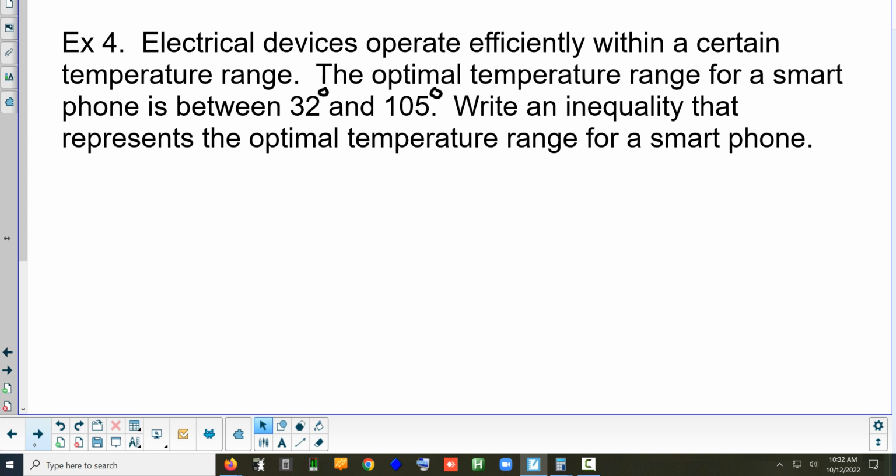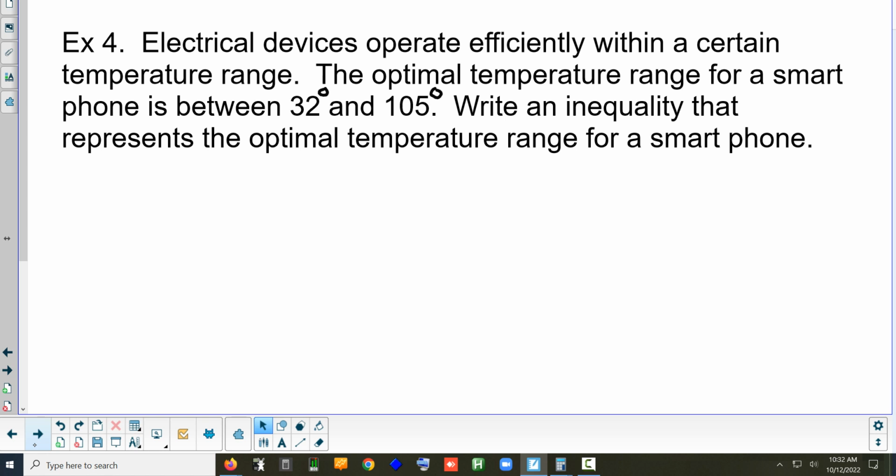Do you guys already have this printed on your guided notes? Let me make sure the temperatures are the same though. Does it say 32 and 105? Yes. Okay, I know sometimes one thing was a little different today. It says electrical devices operate efficiently when they're in a certain temperature range. You might have noticed, like on a hot day, if you leave your phone out in the sun all day and you try to use it, sometimes it says that it's too hot. It's like overheated. Like you try to turn on the camera or something, it says it's too hot. So it says that the best range for this particular phone is when it's between 32 and 105.